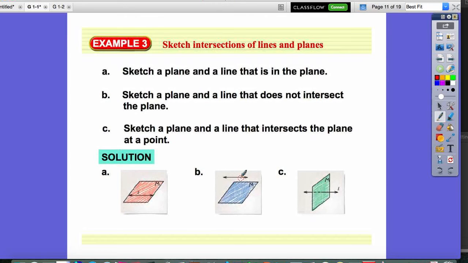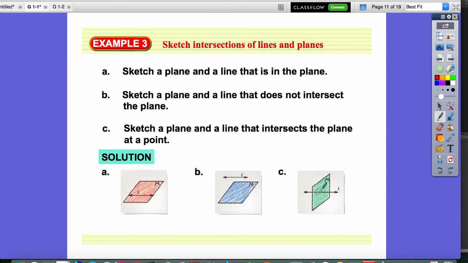Sketch a plane and a line that does not intersect the plane. So this is M, and up here is line L. It is not on that plane. Sketch a plane and a line that intersects that plane at a point.